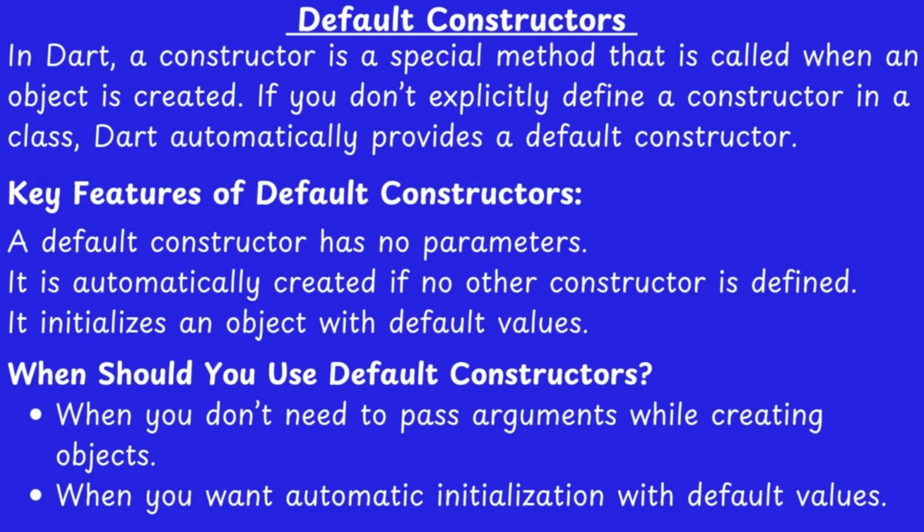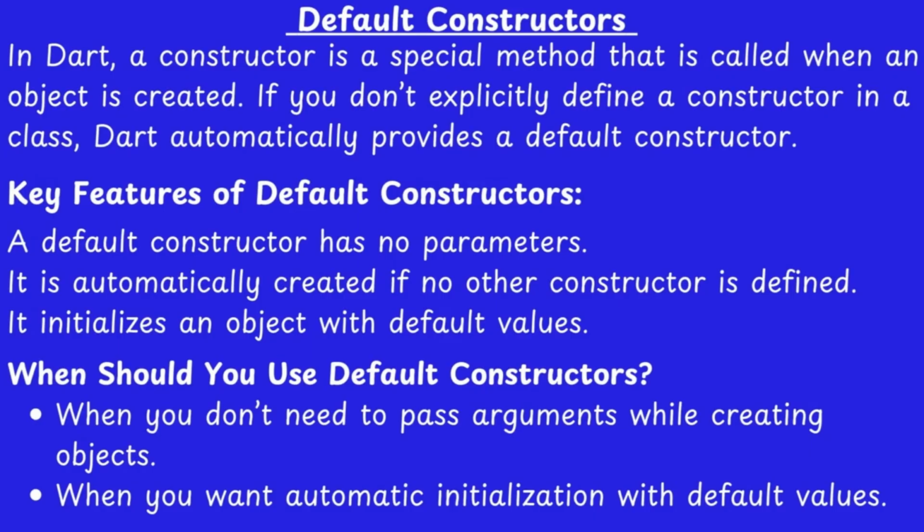Let's break down its key features. A default constructor doesn't take any parameters. That means you don't need to pass any values when creating an object. If no constructor is defined in a class, Dart creates one automatically. It ensures the object is initialized properly with default values.